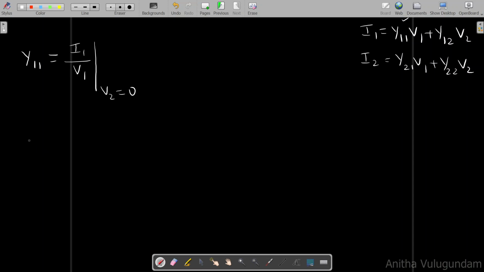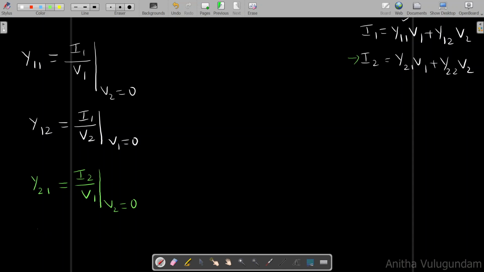Next, I can write Y12 from the first equation itself, I1 divided by V2 when V1 equal to 0. Next, Y21 as I2 divided by V1, from the second equation, when V2 equal to 0. Y22 can be written as I2 divided by V2 when V1 equal to 0. This is how we can define the parameters Y11, Y12, Y21 and Y22.